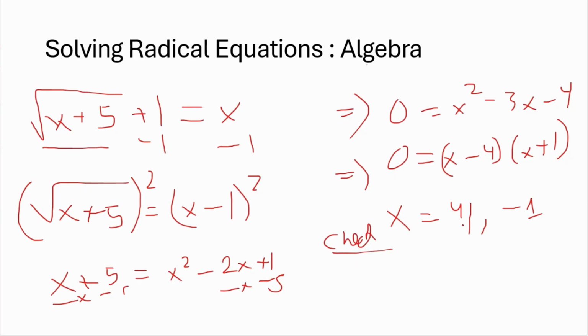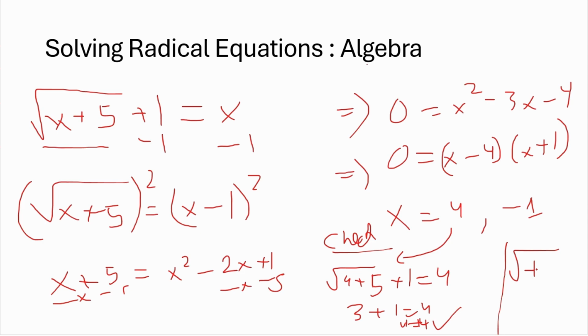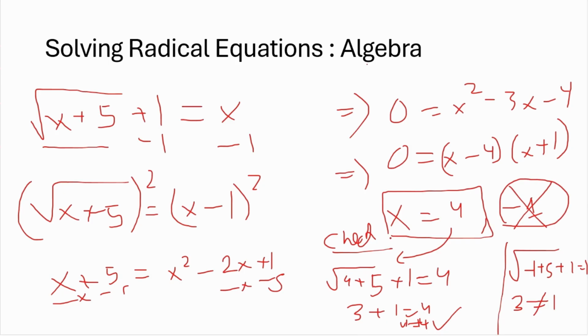So if I check x equals 4, I get 4 plus 5 plus 1 equals 4. So root of 9, which is 3, plus 1 equals 4. 4 equals 4. That's correct. If you check negative 1, you get negative 1 plus 5, plus 1. Root of 4 is 2, and you get 3 equals 1, but 3 does not equal 1. So this is not a solution. So your only solution is x equals 4. So always check for extraneous roots.